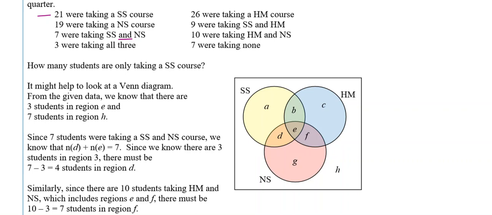Oh, sorry, my bad. How many students are only taking a social science course? So we're just looking for A, right? That's the one we want in the end there, okay? So 21 are taking a social science course.